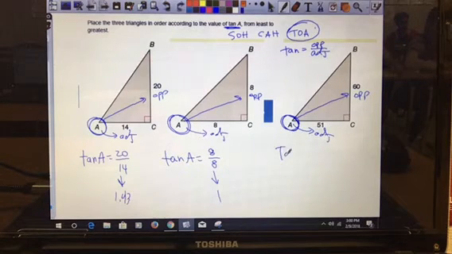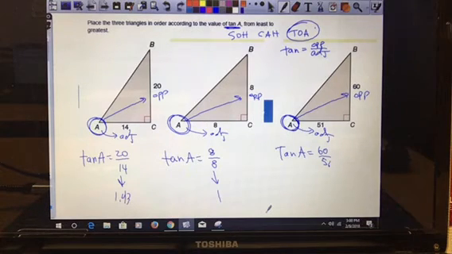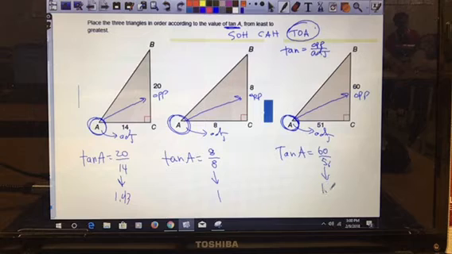And then here your opposites and your adjacents, tan of A would be 60 over 51. So 60 divided by 51, you get 1.18. So it's 60 over 51. Make sure that looks like 1. Okay, and that would be 1.18.